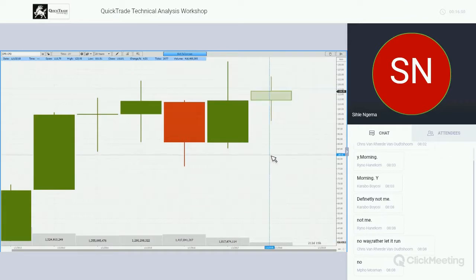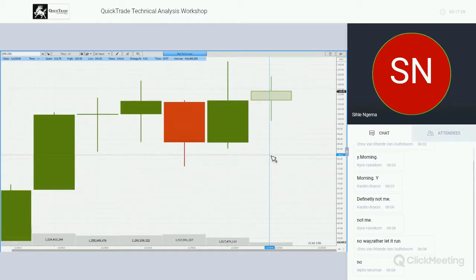Now, from a 1 year chart, a candlestick is basically an indicator which is supposed to show us the movement of price. Is price going up or is price coming down?